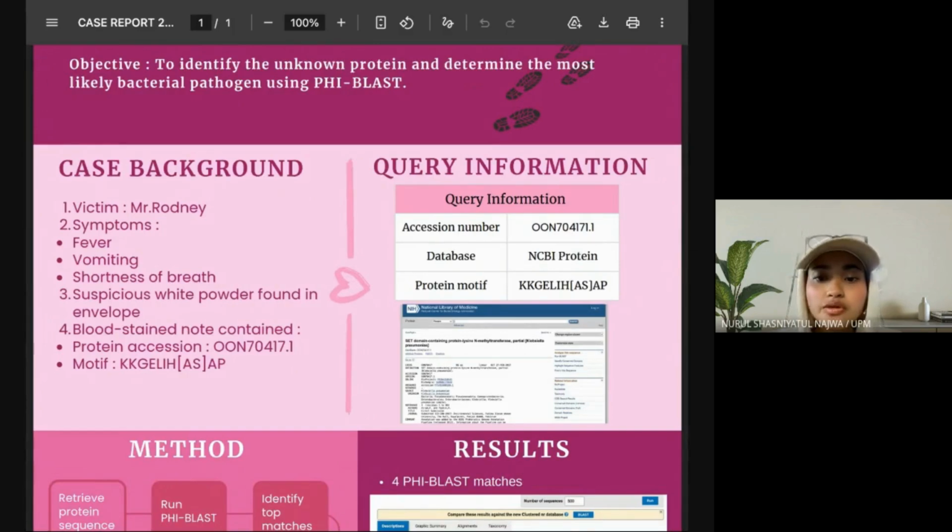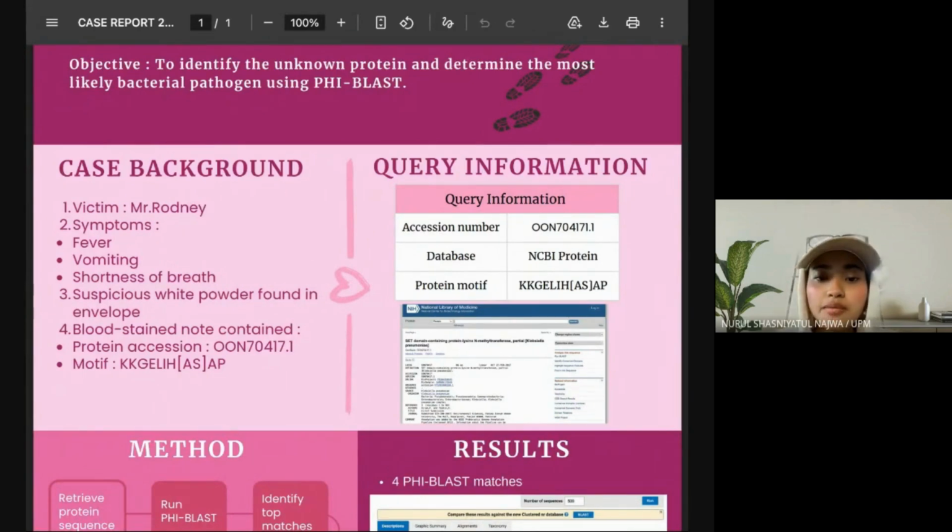The victim is Mr. Rodney. He had symptoms such as fever, vomiting, and shortness of breath. A suspicious white powder was found in an envelope together with a blood-stained note. The note contained the protein accession number OON704171.1 and a motif. To identify the protein, we first got the protein sequence from the NCBI protein database.